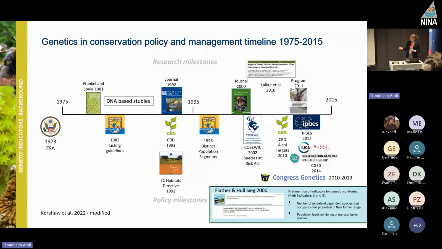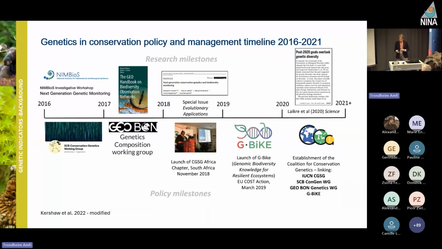Another important thing that also happened was the IPBES, which is the Intergovernmental Science-Policy Platform on Biodiversity and Ecosystem Services. And also, under IUCN, the establishment of the Conservation Genetics Specialist Group, and also various other initiatives focusing on genetic diversity and resilience of ecosystems, such as ConGRESS.